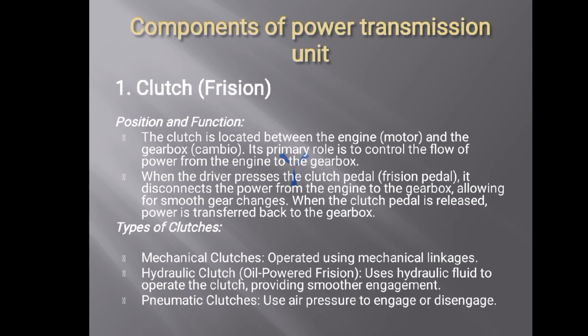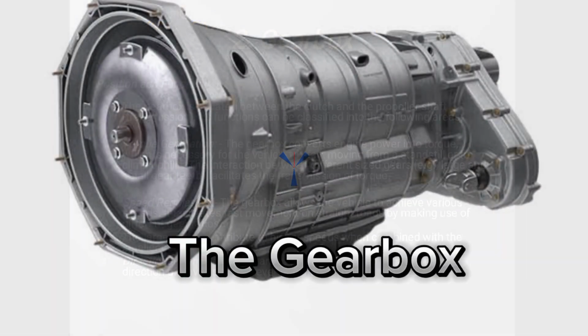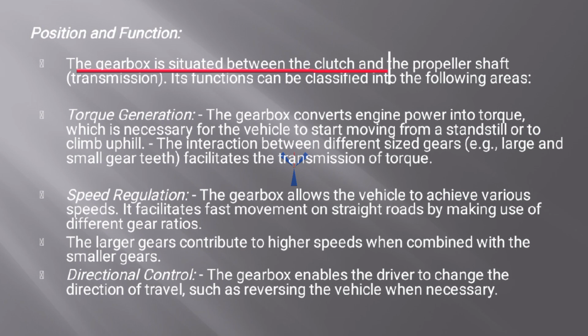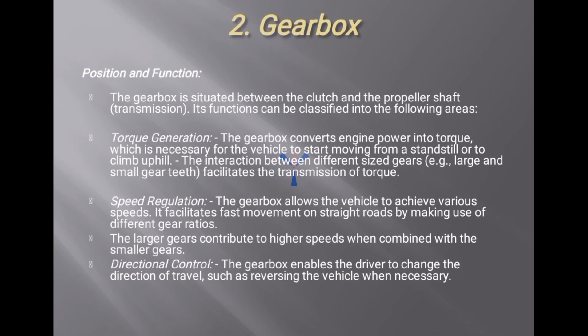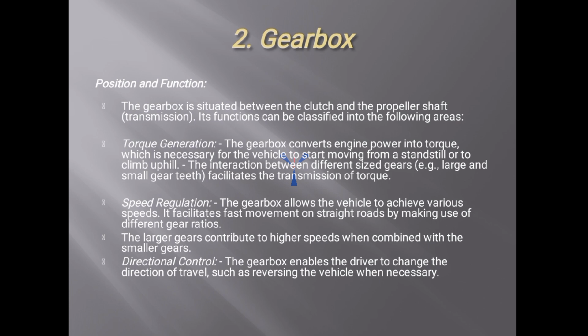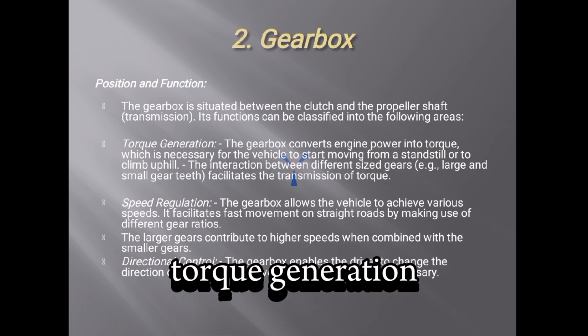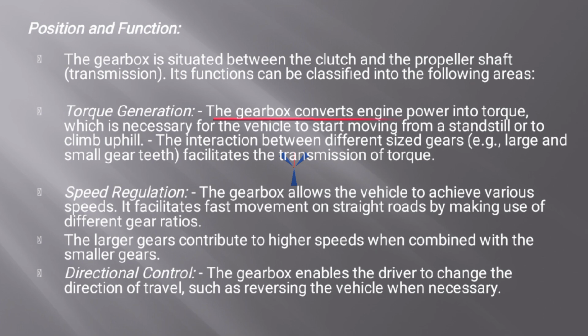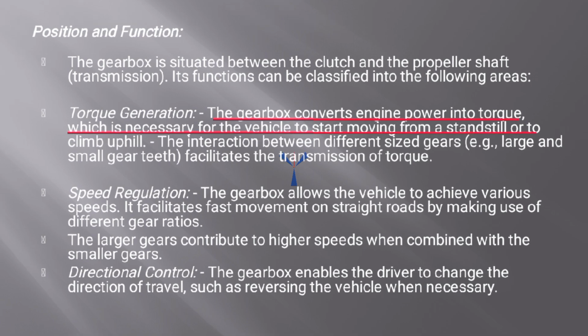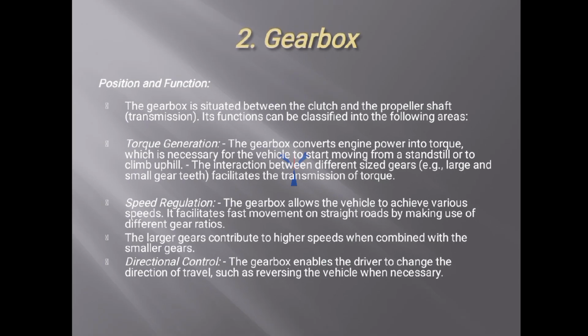The second component of the power transmission system is the gearbox. The gearbox is situated between the clutch and the propeller shaft. It has various functions, but to mention some: one, torque generation. The gearbox converts engine power into torque, which is necessary for the vehicle to start moving from a standstill. So torque is the first step in the movement of the vehicle. The interaction between different sized gears facilitates the transmission of torque.